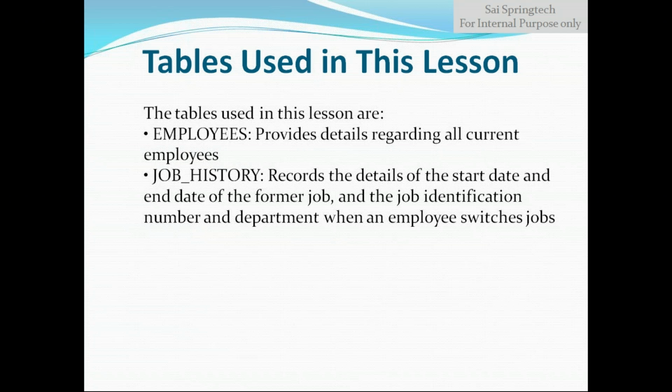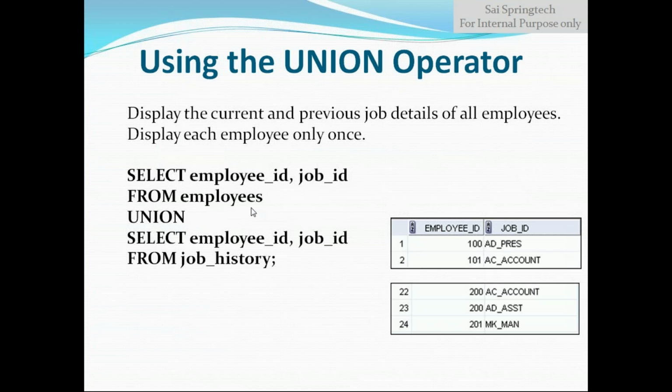So this job history table records the start date and end date of the former job, the job identification number, which is the job ID, and the department when an employee switches jobs. That's the job history table that we are going to be using for the purpose of our set operator course. All right, let's see how we use the union operator.